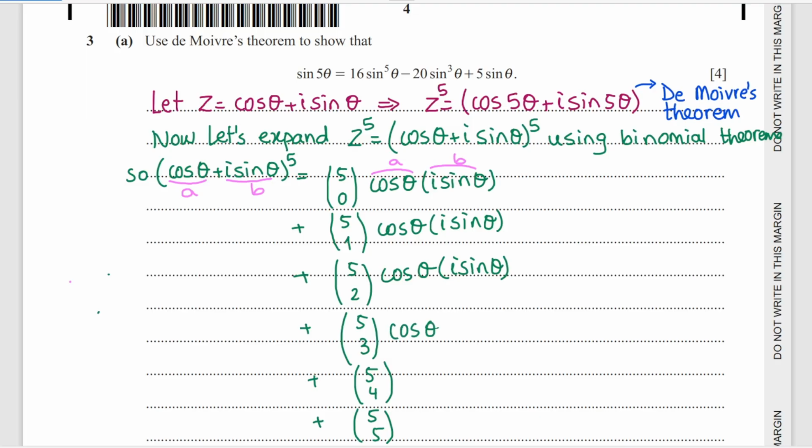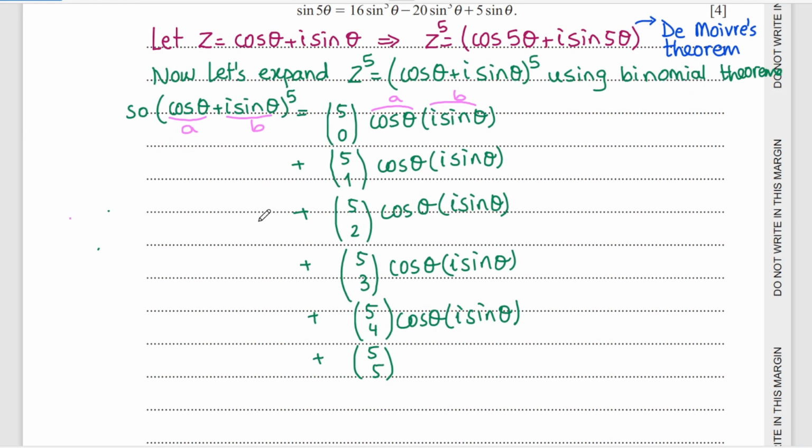Be careful that the sine theta has i beside it. So I have two factors. One of them is cosine theta and the other is i sine theta. Here I ordered the powers of cosine theta in decreasing order and the powers of i sine theta in increasing order. Now let's compute each term.